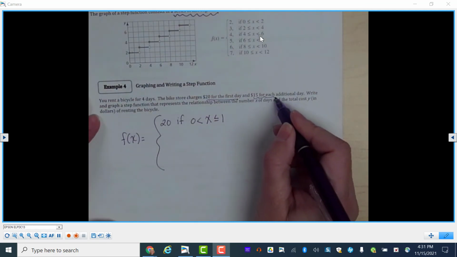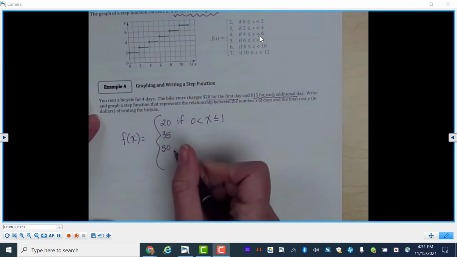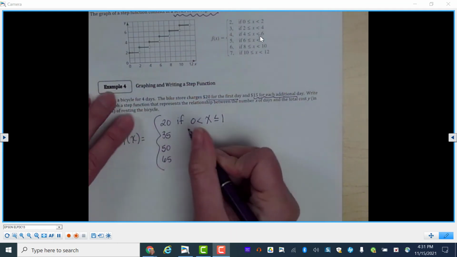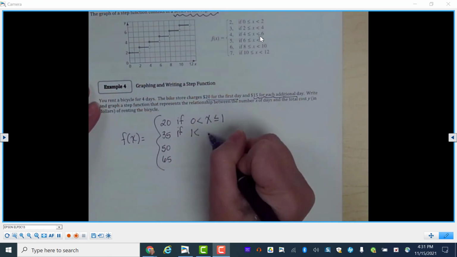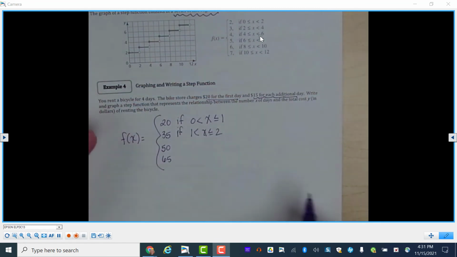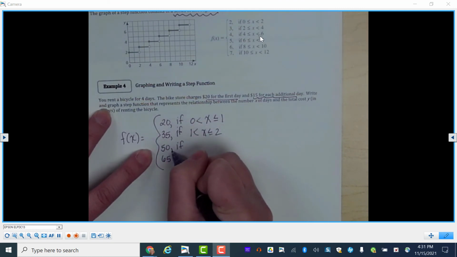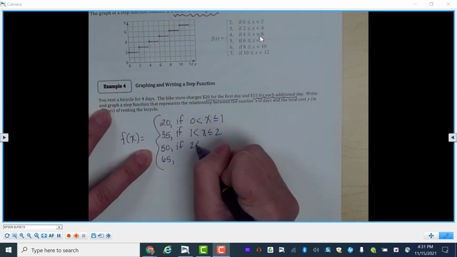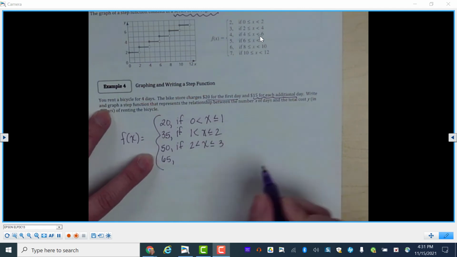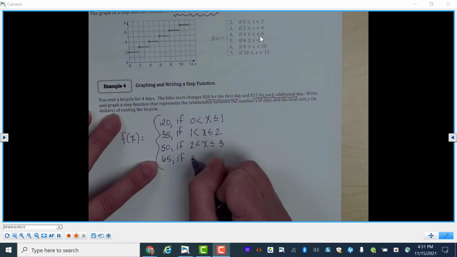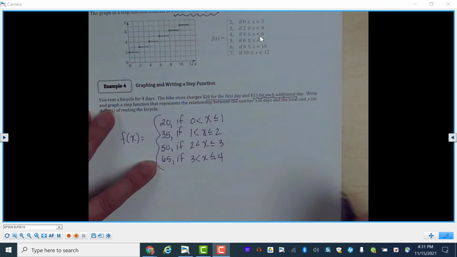Now it increases 15 each additional day. So that's 35, 50, 65. So on day 2, it's $35 if x is greater than 1, but less than or equal to 2. Then it's $50, oh, I forgot my commas. Put your commas in. So $50 if x is greater than 2, but less than or equal to 3, and it's 65 if x is greater than 3, but less than or equal to 4.